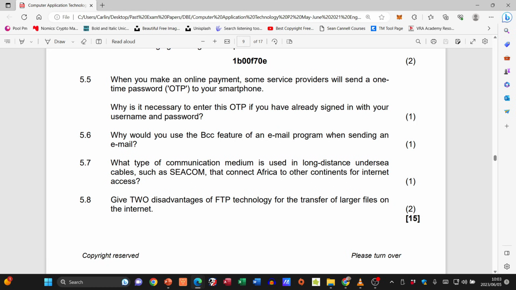Right, there we go. Why would you use the BCC? What is BCC? That's blind carbon copy. Why would you use this feature on email when sending an email? Well, simply because this BCC feature, in fact, let me put it this way. When you send an email, you have, and let me do something.